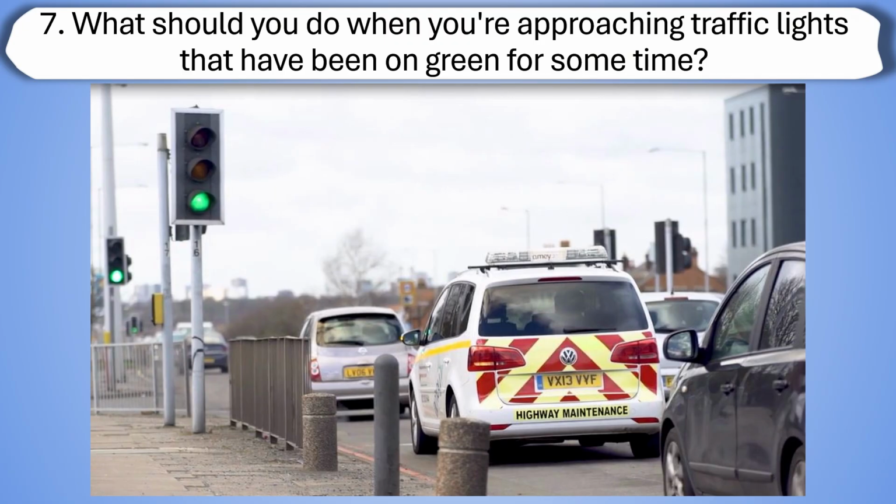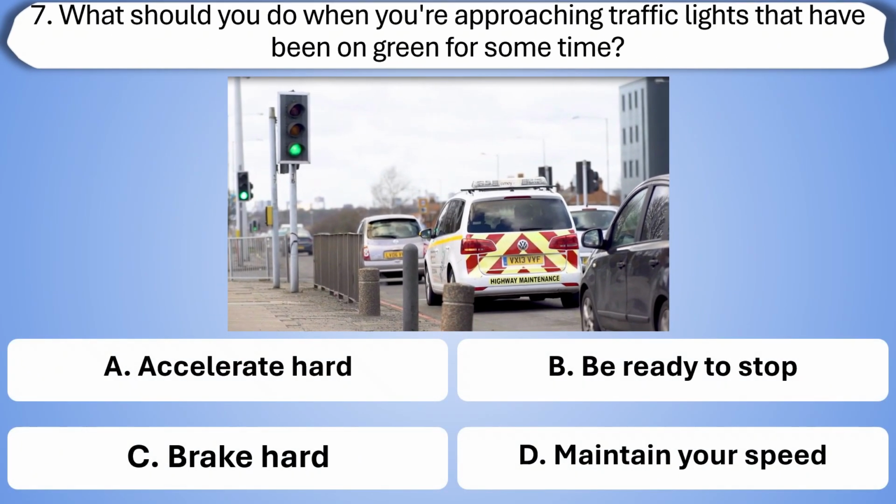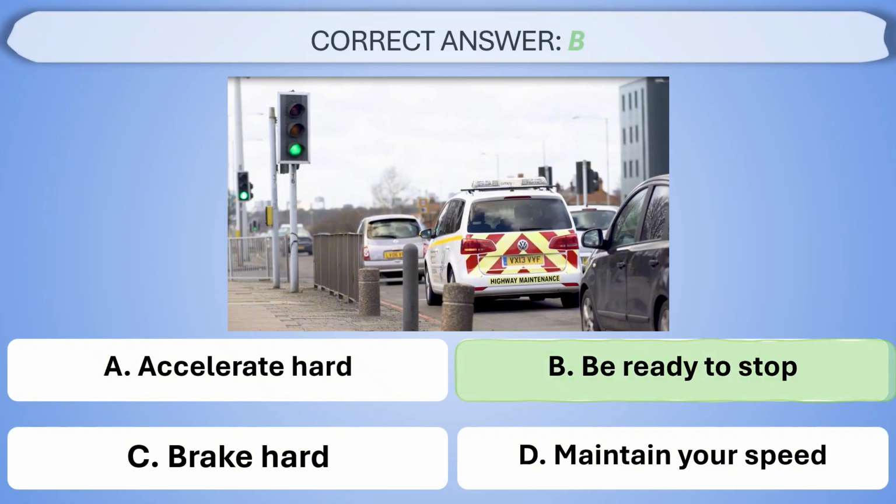7. What should you do when you're approaching traffic lights that have been on green for some time? A. Accelerate hard. B. Be ready to stop. C. Brake hard. Or D. Maintain your speed. The correct answer is B. Be ready to stop.